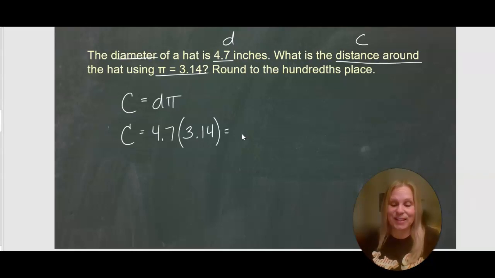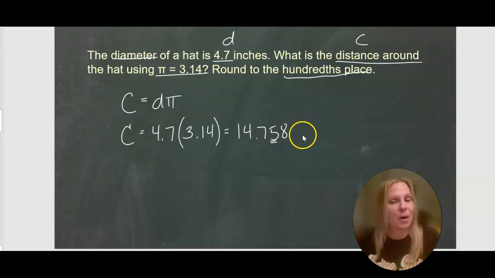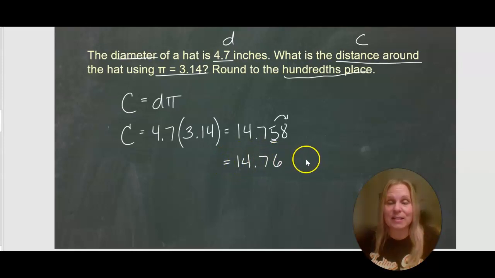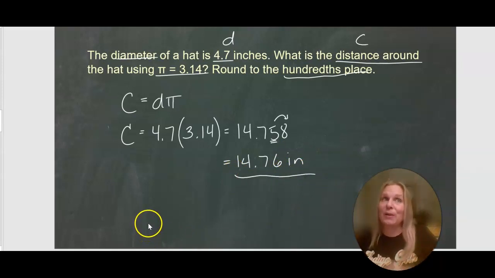So 4.7 times 3.14 is 14.758. And it says to round to the hundredths place. So that means I look at the hundredths place and that's where my number is going to stop. So I have to decide, does it stay a 5 or does it go up? Well, there's an 8, so 5 or above, give it a shove. So this is going to become 14.76, and it's inches. That will be my circumference. That's the distance around the hat.